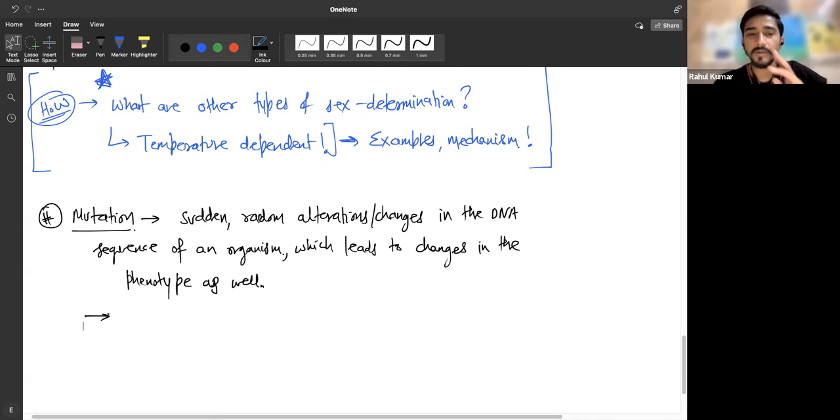So mutations are acquired. They are changes that happened suddenly and randomly in the DNA of an organism, which leads to changes in the phenotype of that organism as well. But do you think it can also be inherited? Yes or no? What do you think? What is your thought process? Even if it is wrong, it's okay. Bring something to the table so that we can discuss.